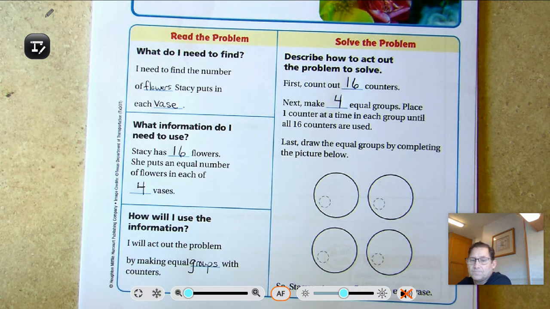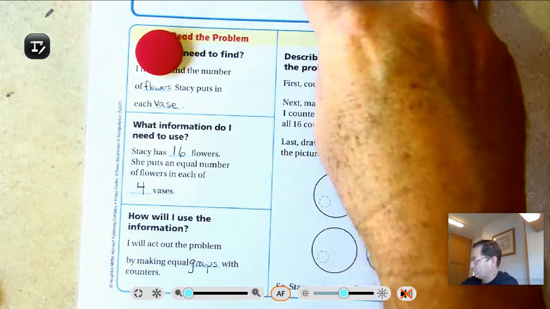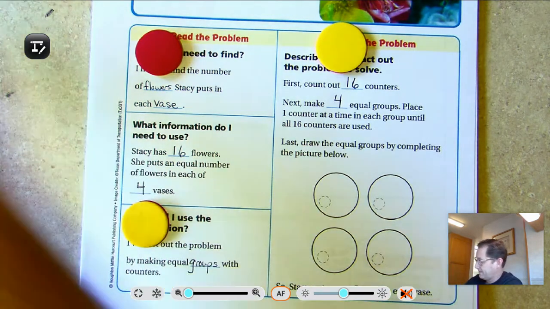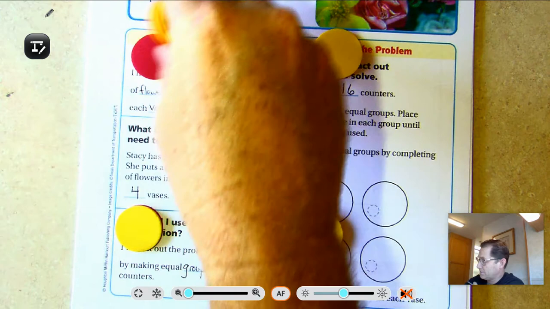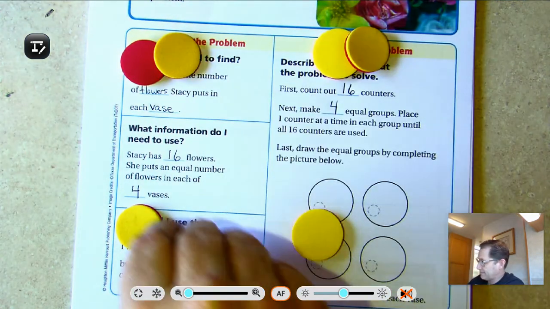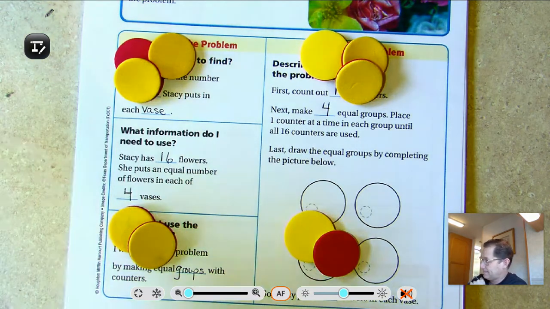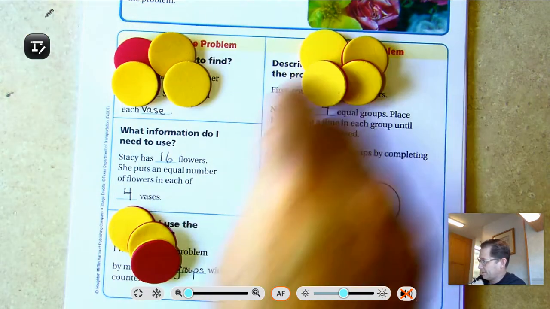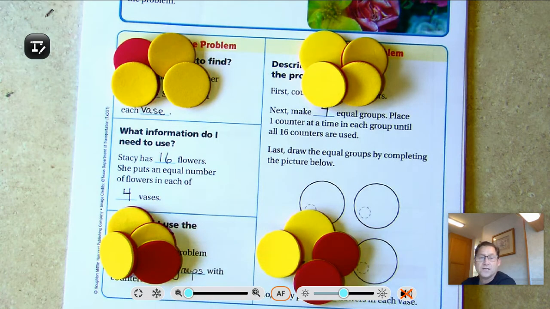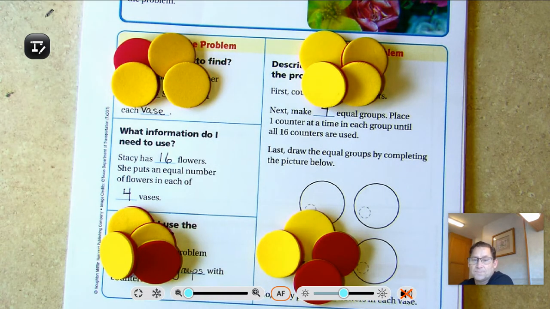So if we have 16, we're going to have 1, 2, 3, 4. Okay, and I'm going to keep putting 1 in each group until I get to 16. 5, 6, 7, 8, 9, 10, 11, 12, 13, 14, 15, 16. So I was able to share the 16 flowers equally into the 4 groups, and it looks like we have 4 flowers in each group.